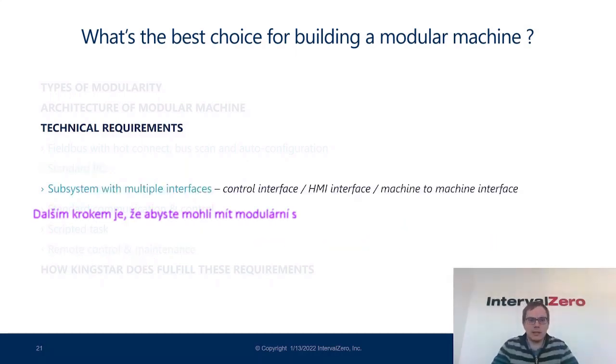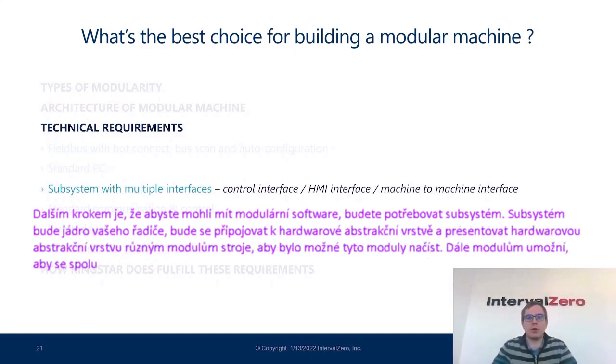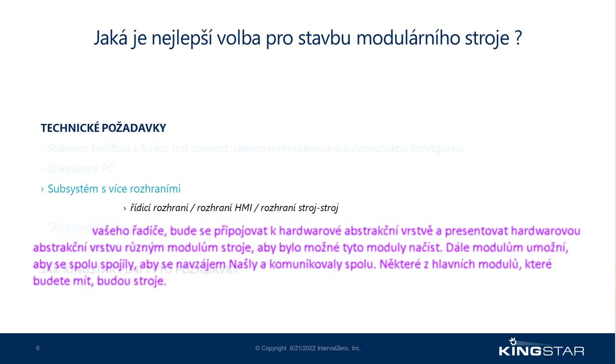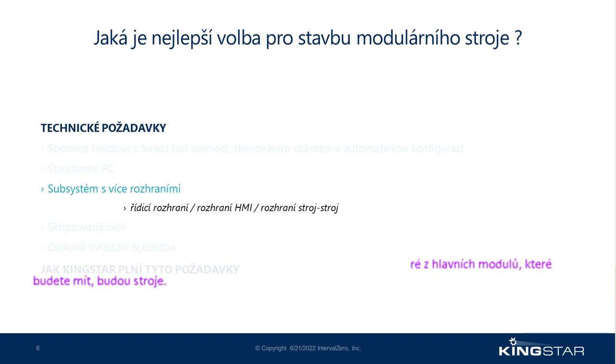The next step is that to be able to have a modular software, you will need to have a subsystem. Well, the subsystem is going to be like the kernel of your controller. It will connect to the hardware abstraction layer and present the hardware abstraction layer to different modules of the machine to be able to load those modules, and it will also allow the modules to talk to each other, to discover each other and talk to each other.